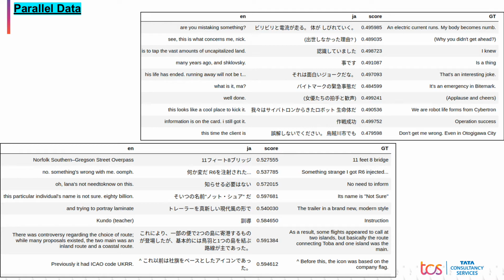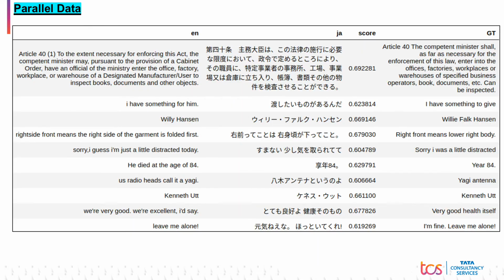So here there is slight improvement, but again the meaning is different. Then we again improved, and checked a sample of the sentences where the score was between 0.6 and 0.7. As you can see, when the score is increasing, the meaning of the English and the corresponding Google translated Japanese sentences is becoming quite good.